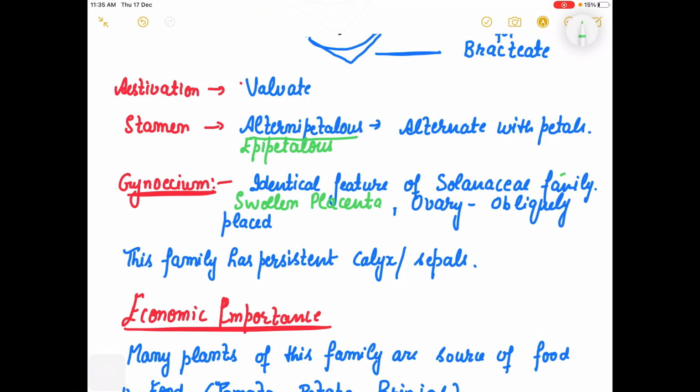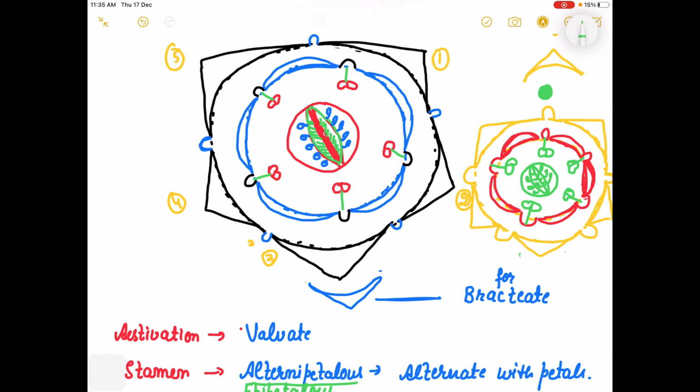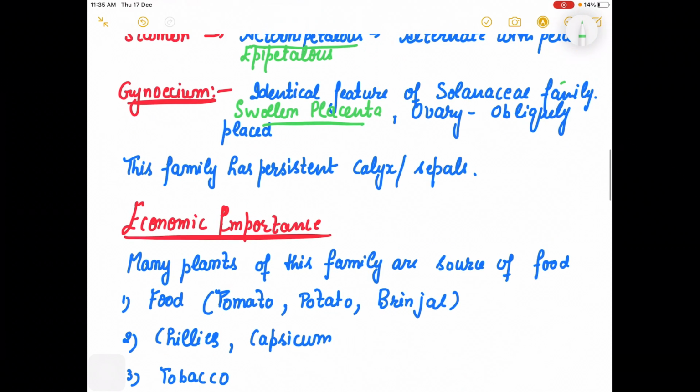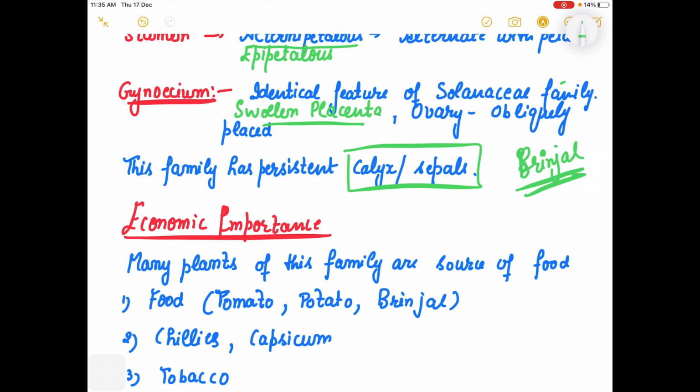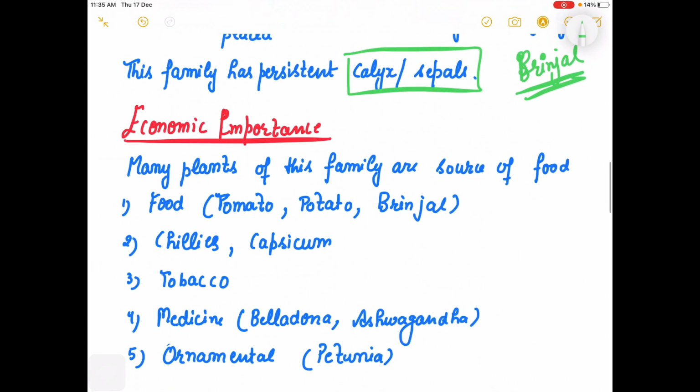In the gynoecium, the characteristic feature of the Solanaceae family is the swollen placenta, and the ovary, as you can see, is obliquely placed. When we cut it and drew it, we did not place it straight. This is obliquely placed. Okay, this is the characteristic feature of this family. And it has persistent calyx or sepals. If you recall the example of brinjal, we have already done that the persistent calyx is observed in brinjal, in the strawberries, in the tomatoes. These are the features of this family.